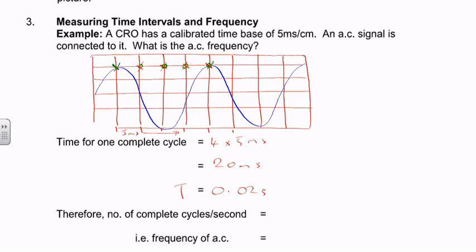Therefore, the number of completed cycles every second is the inverse of that, so it's 1 over the period. That equals 1 divided by 0.02, which equals 50 Hertz. And that's actually the same as what's in our power supply on the wall.